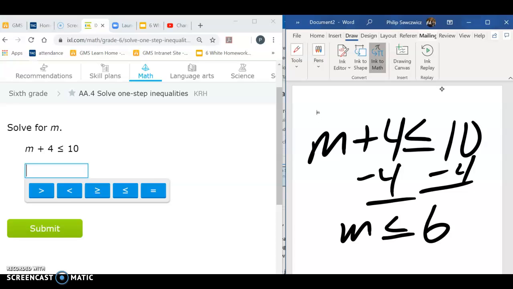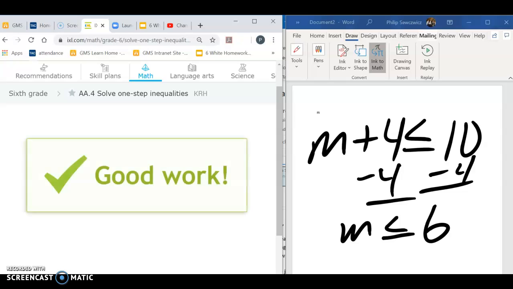So now we'll type in our answer. M is, oops, that's a less than or equal to symbol. We got our button right there. And then our 6, and we can submit.